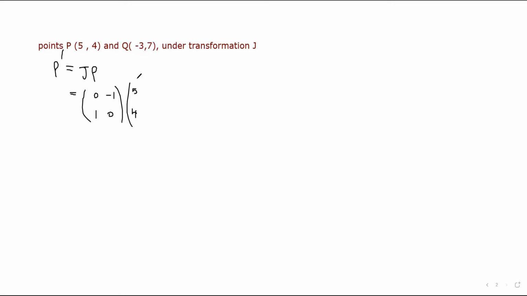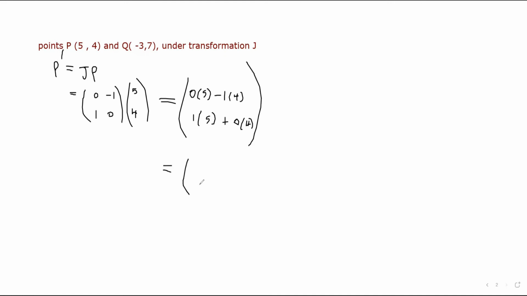So to find the image of P, you use matrices and you go row by column. Row by column, 0 times 5 minus 1 times 4. That would be the element up here. Then the element down here is row by column, it's going to be 1 times 5 plus 0 times 4. So in this case, the image point P prime works out as a vector, which you'd write as the point -4, 5.